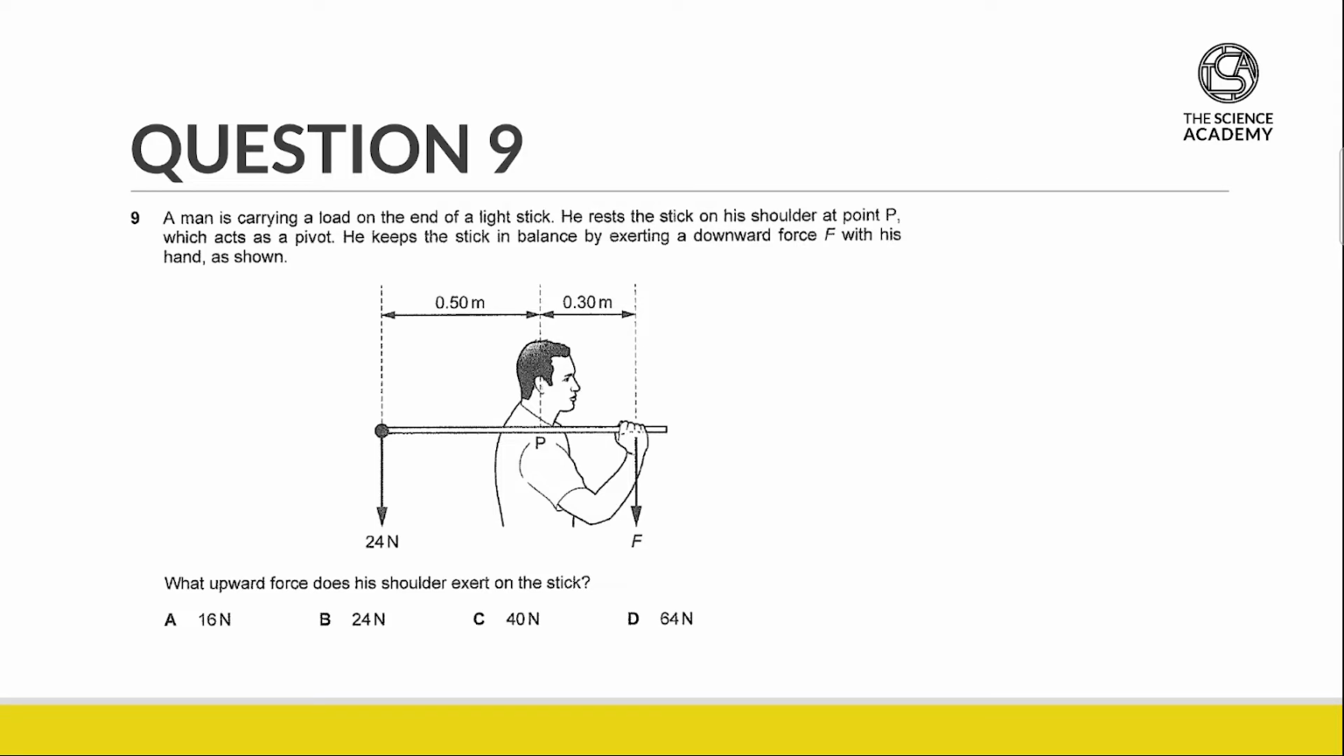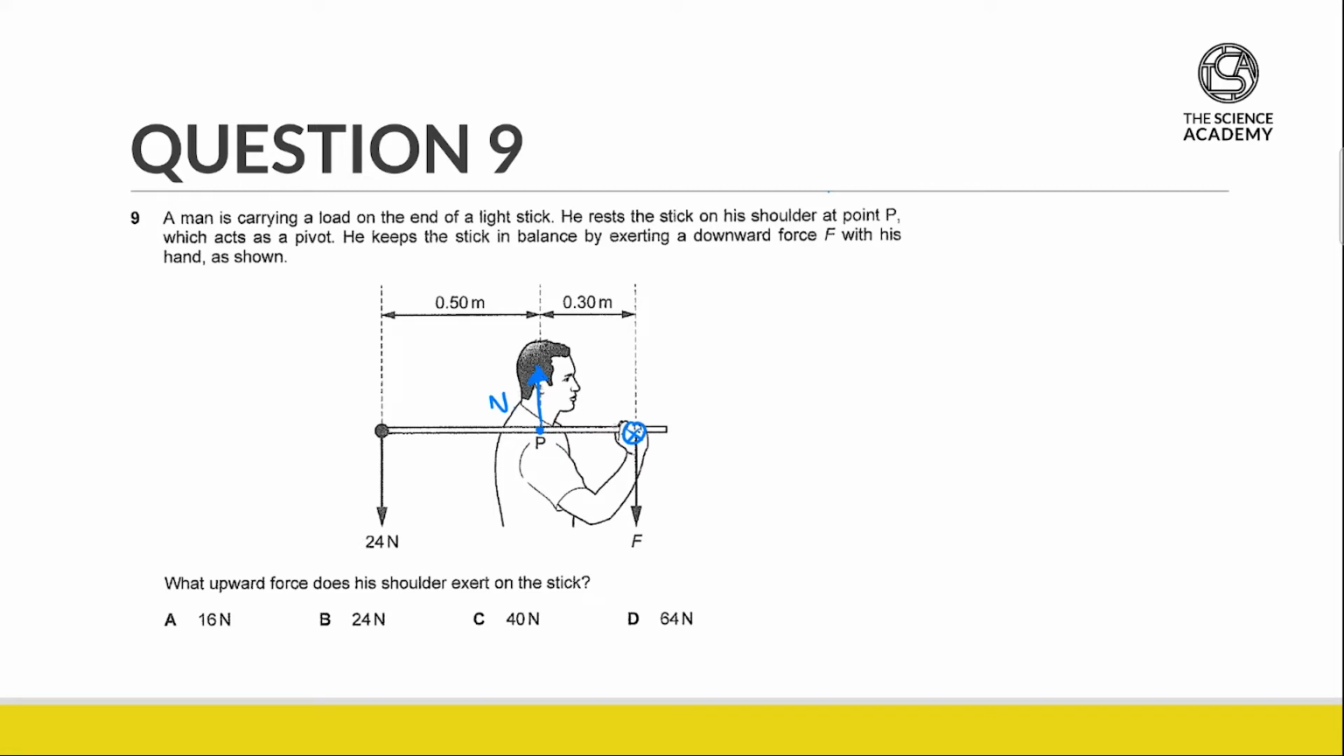So for this particular question, we can actually solve this by making use of the principle of moments, but we have to draw in the force that his shoulder exerts on the stick first. We are going to draw the force upwards, and we're going to label this as N, our normal reaction force. For this, I am going to set the pivot at point F, because the force F is a force that I don't know, and I don't really need to know.